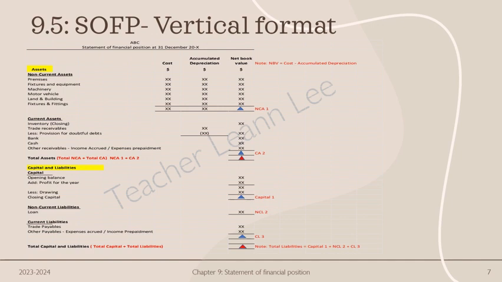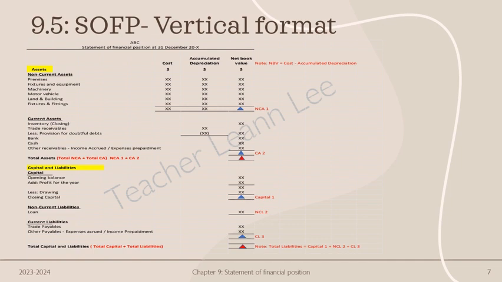So the cost column is the total non-current asset cost. For example, let's say a machine purchased in 2020 was 10,000. Accumulated depreciation means that every year I use my non-current asset, it will depreciate its value for every year of use.